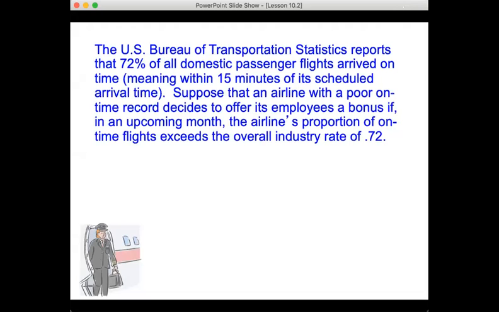Okay. Go for it. The U.S. Bureau of Transportation Statistics reports that 72% of all domestic passenger flights arrived on time, meaning within 15 minutes of its scheduled arrival time. So say an airline with a poor on-time record decides to offer its employees a bonus if, in an upcoming month, the airline's proportion of on-time flights exceeds the overall industry rate of 0.72. Perfect. Thank you.